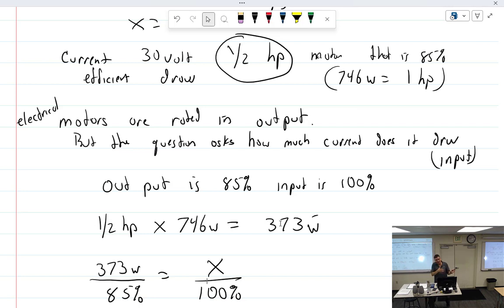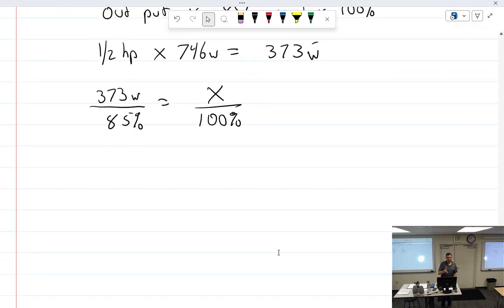But they give us different numbers. So we know that 373, which is just a half horsepower that I converted, is 85% efficient. That's what I get out of it, 85%. This is input, this is output. I'm trying to figure out what I put in. So all we have to do here, you recognize it, is cross multiply.